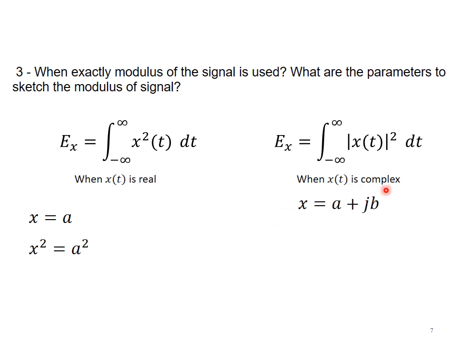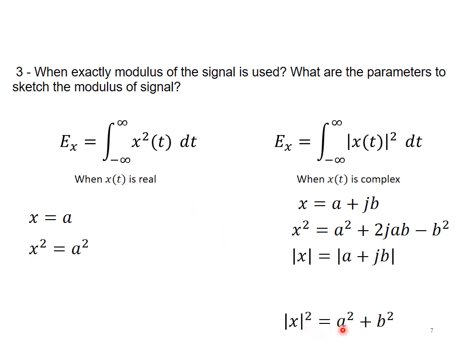But when the signal is complex, for example this one, x is equal to a plus jb, where a is the real part and b is the imaginary part, and if we take the square of this, you will get a square plus 2jab minus b square. So it still has this negative part, right? So in order to address this issue, instead of taking the square of a complex number, we take the modulus.